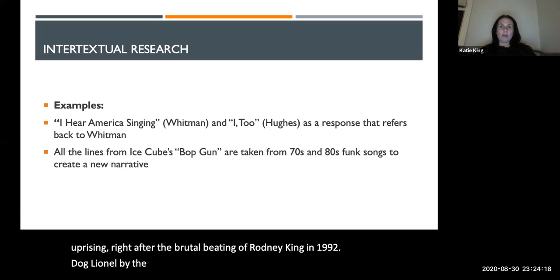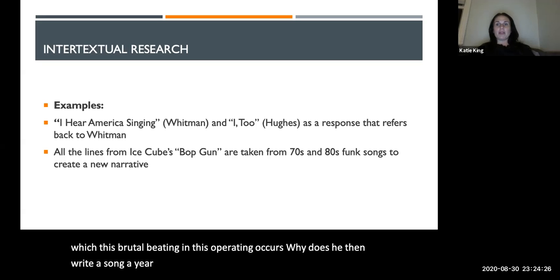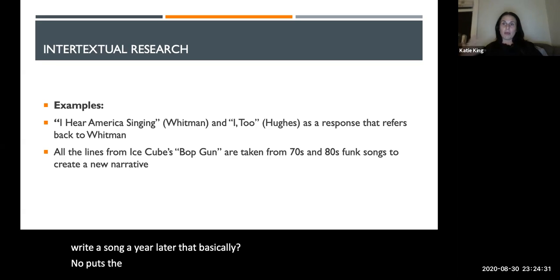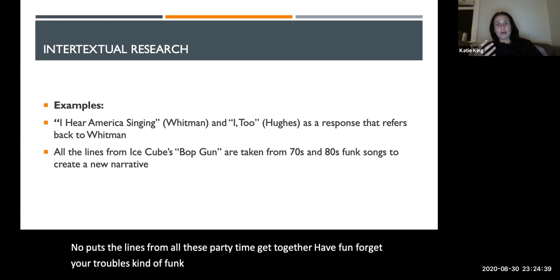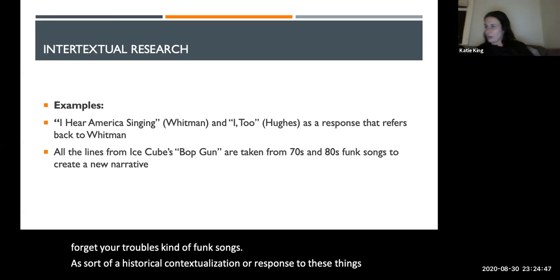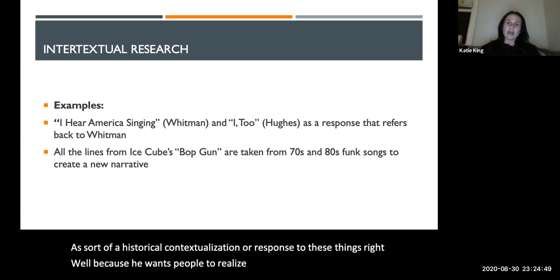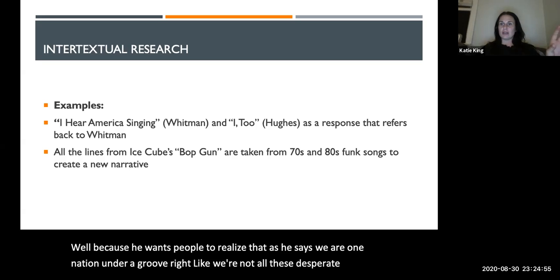Why is this guy who comes from this area in which this brutal beating and this uprising occurs, why does he then write a song a year later that basically puts the lines from all of these party time, get together, have fun, forget your troubles kind of funk songs, as sort of a historical contextualization or a response to these things, right? Well, because he wants people to realize that, as he says, we are one nation under a groove, right? We're not all these disparate factions.